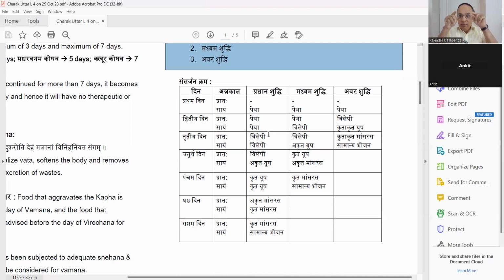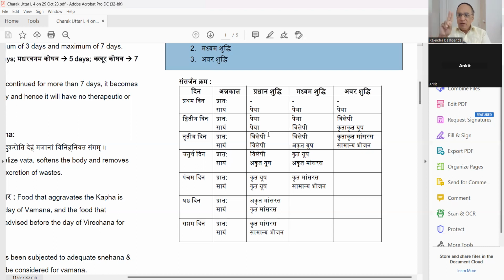Okay? Now, below Yavagu, there are 3 types. Please write down. Yavagu, 3 types. Manda, M-A-N-D-A. Peya, P-E-Y-A. Vilepi, V-I-L-E-P-I. So there are 3 types of Yavagu: Manda, Peya, Vilepi. Is it clear?